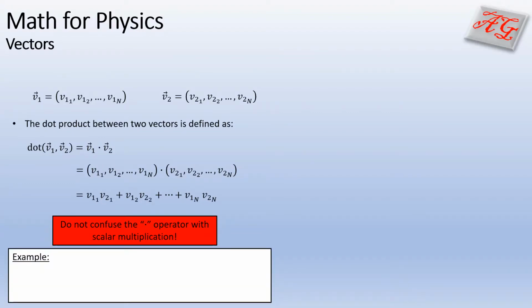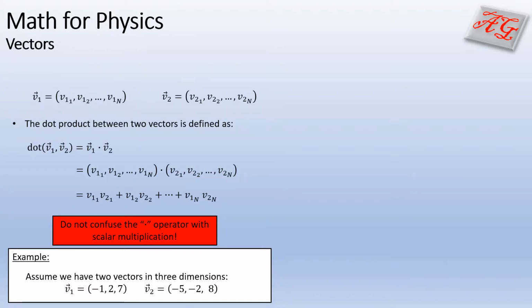So let's now take a look at how to take the dot product of two vectors in 3 dimensions. So assume that you have two vectors. Vector 1 is defined as -1 unit in the x direction, 2 units in the y direction, and 7 units in the z direction. In an analogous way, we define the second vector as shown.